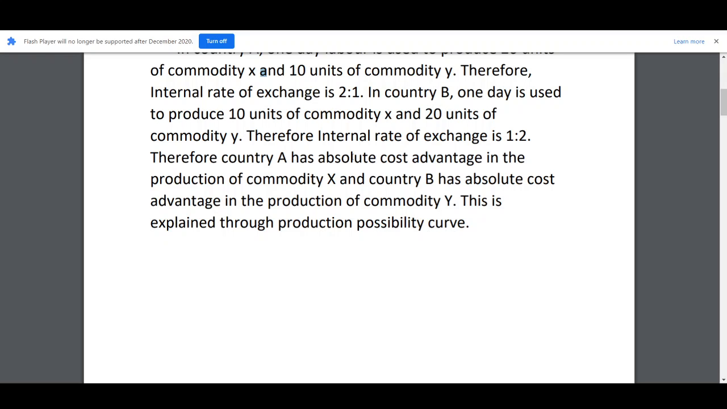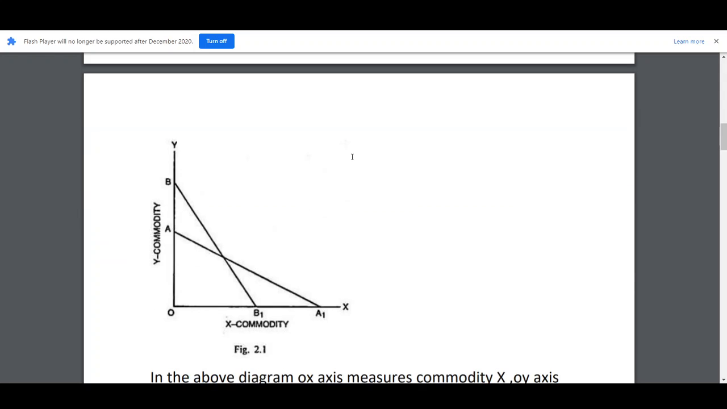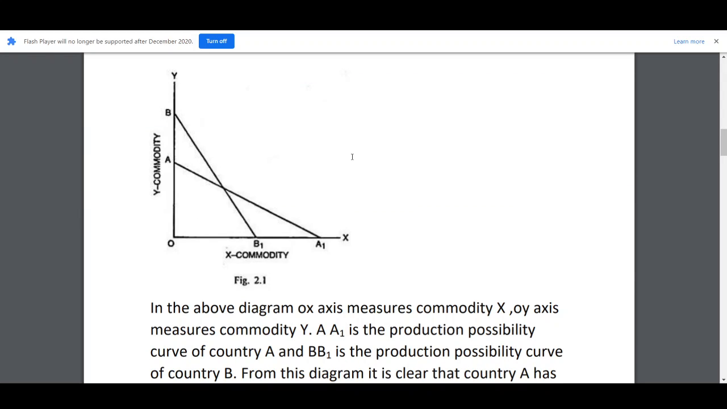Understand, according to Adam Smith, the countries come into contact in international trade on the basis of the labor hours they are using in the production of one particular commodity. Understand, therefore, the example as given: commodity X and commodity Y, country A and country B. Got the point? And this is explained through the production possibility curve. We already studied the production possibility curve in FY BCom. Now, the diagram is this.